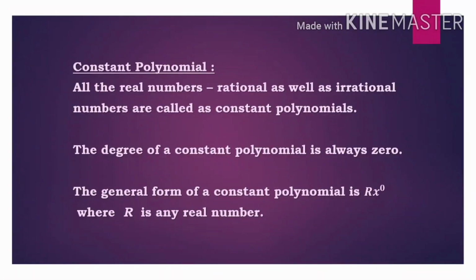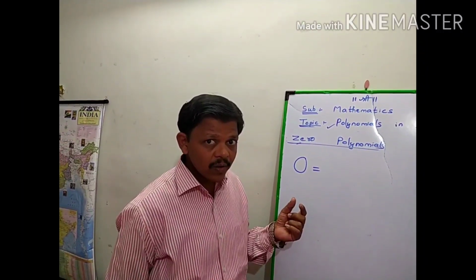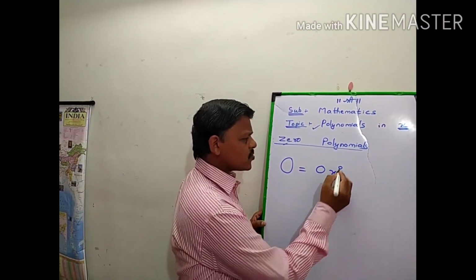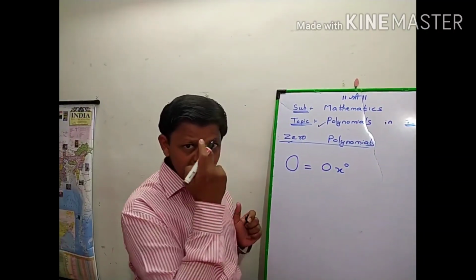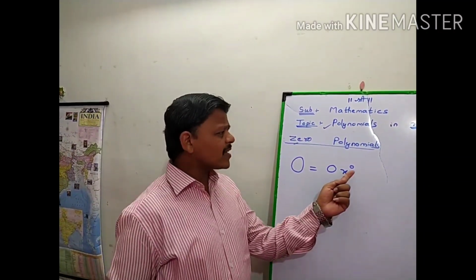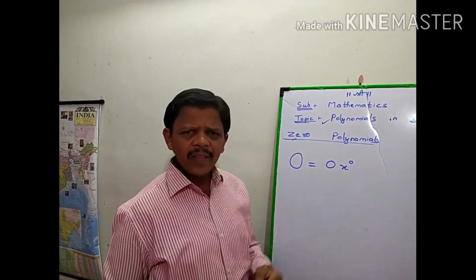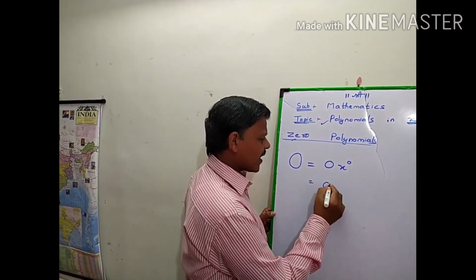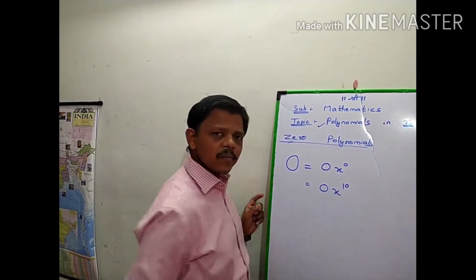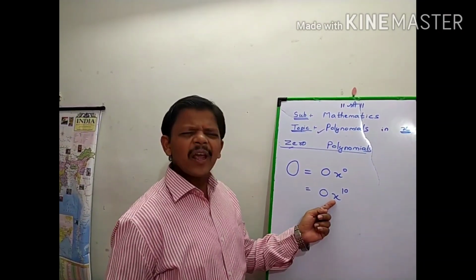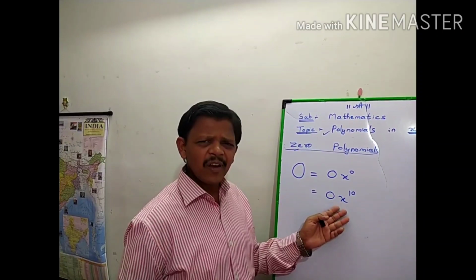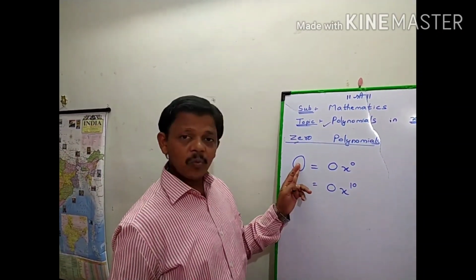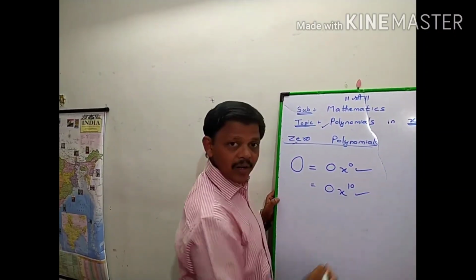So this number 0, how can I write this? Should I write it as 0 into x raised to 0? Just now, as we were writing for constant polynomials, because x raised to 0 is 1, 0 into anything is 0, so it remains 0. Okay, what if I write 0 into x raised to 10? Let me put any value for x: 2, 3, 5, 10 raised to 10. But multiplied by 0 again comes out to be 0. This is also correct.